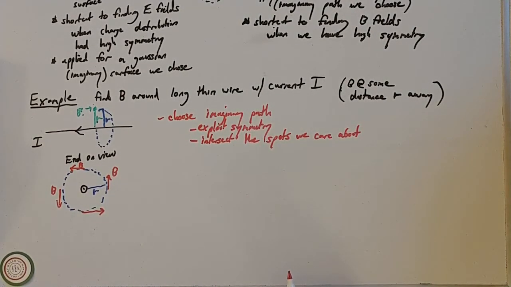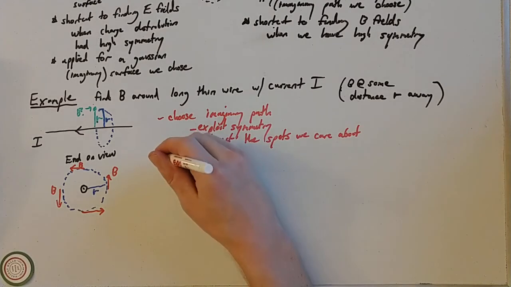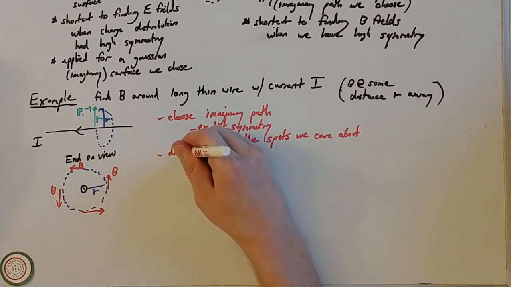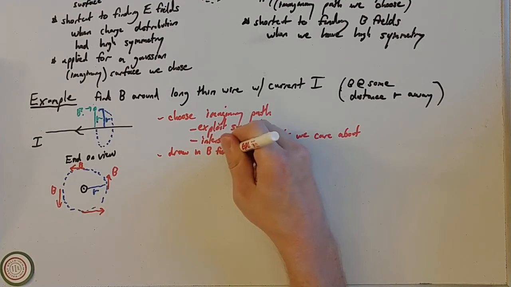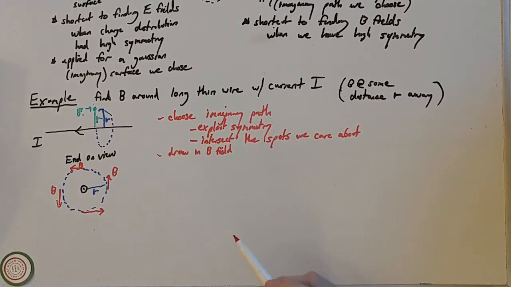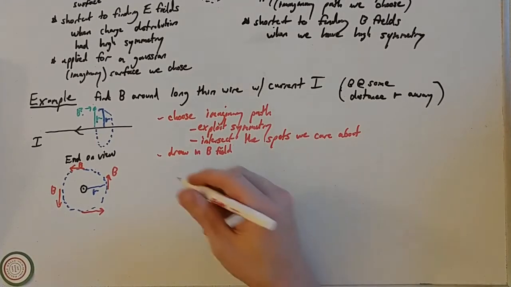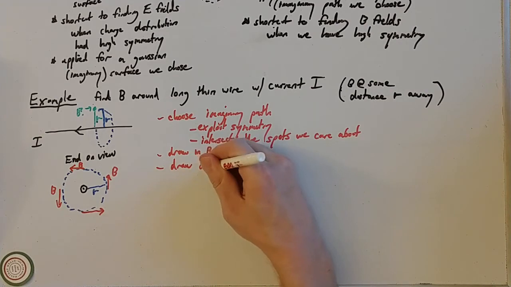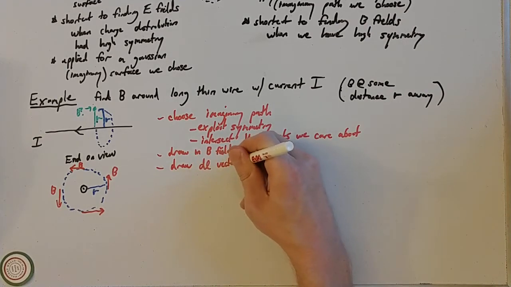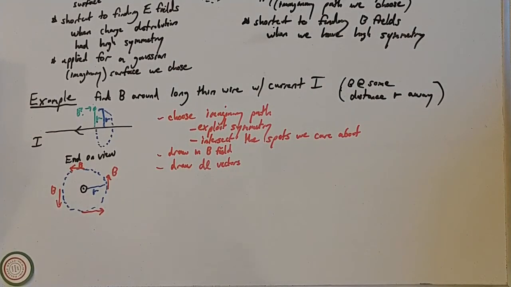Then the next step is to actually draw in our magnetic field. So then we want to draw in the B field. And the other thing we're going to want to draw in is our little dl vectors. Draw dl vectors, the sort of steps in our path.